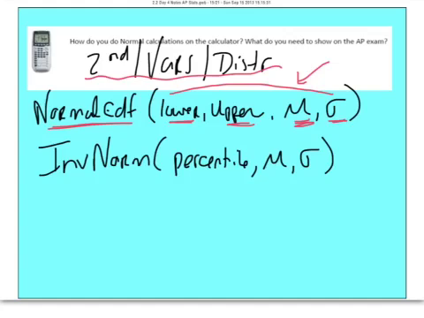The other thing you can do is find the percentile you're at, given the area under the curve. Use the inverse norm, type in the percentile, the mean, and the standard deviation, and you can just use basically the given data set for that example.